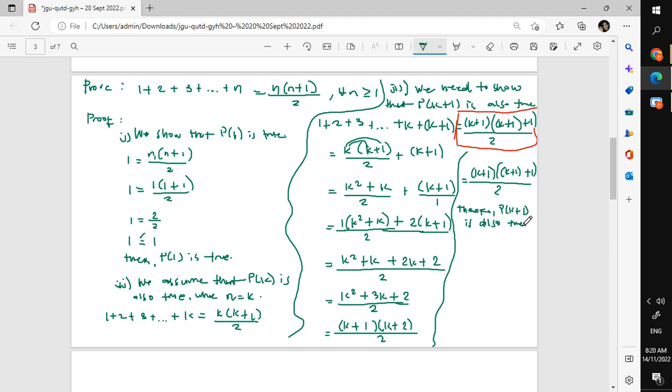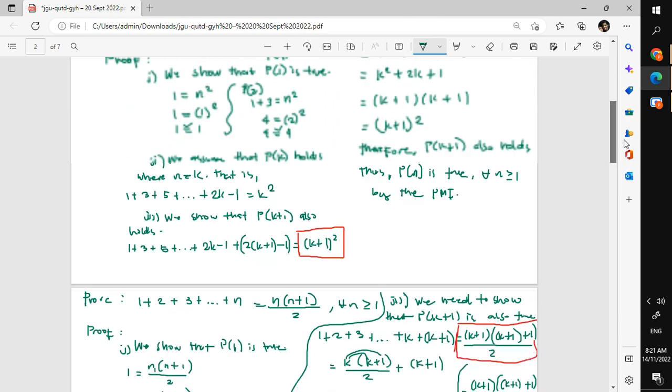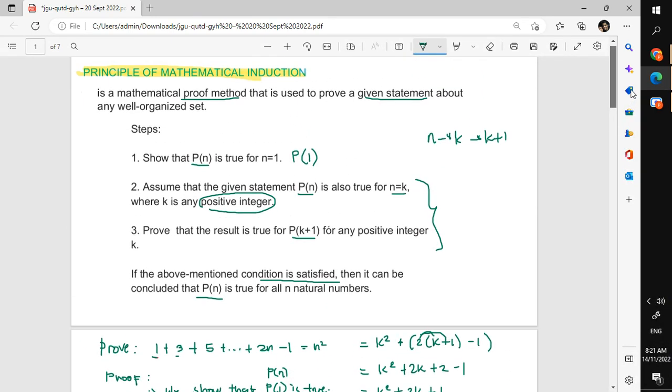Since we have successfully satisfied the given condition, we can then say, thus, P of n is true for all n greater than or equal to 1 by the use of the principle of mathematical induction, or by PMI. So that is how you apply the principle of mathematical induction in proving statements. All you have to do is to follow the 3 easy steps, or the 3 easy conditions.